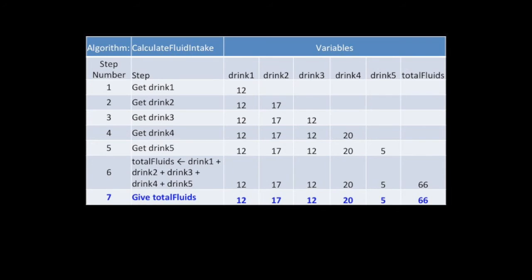Now we're going to finally execute step 7, which is give total fluids. All that does is retrieve the value in total fluids, which is 66, and give that back to the user. There's no change in the values, but we've traced the algorithm. So as I said, at each step of the algorithm in the table, there's a new state. The state is the set of values of all the variables at that step.